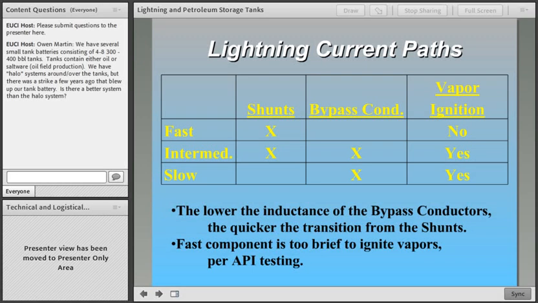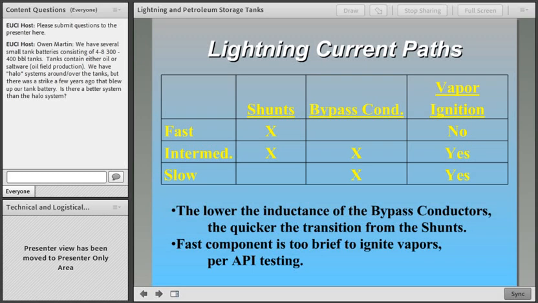The slow component is almost DC, so it's considered to be a continuous current. And since it's almost DC, the bypass conductors will have a lower impedance than the shunts, so most of the current then flows through the bypass conductors. So the current during a lightning strike kind of goes like this. It starts going through the shunts, transitions from the shunts to the bypass conductors during the intermediate phase, and then concentrates in the bypass conductors for the slow phase.